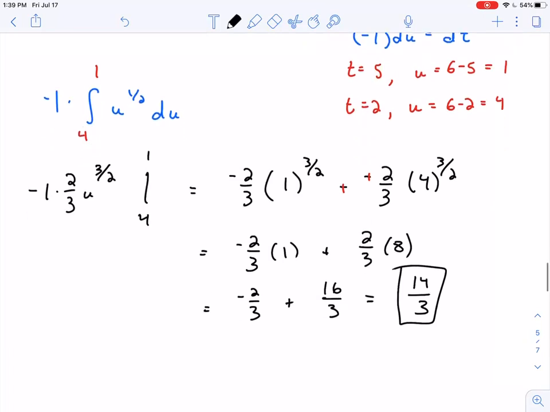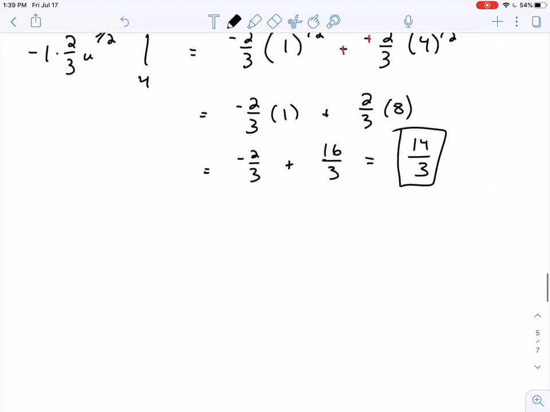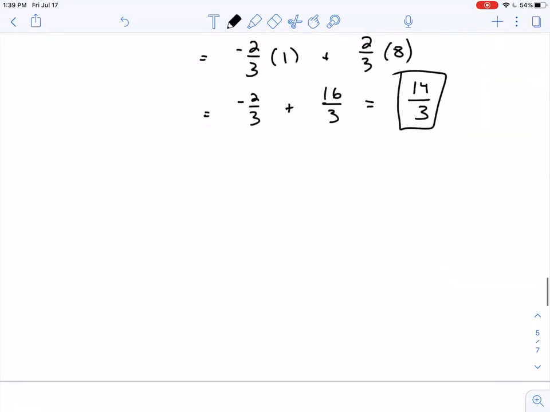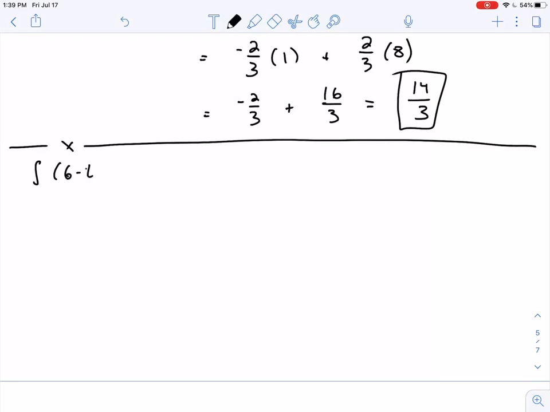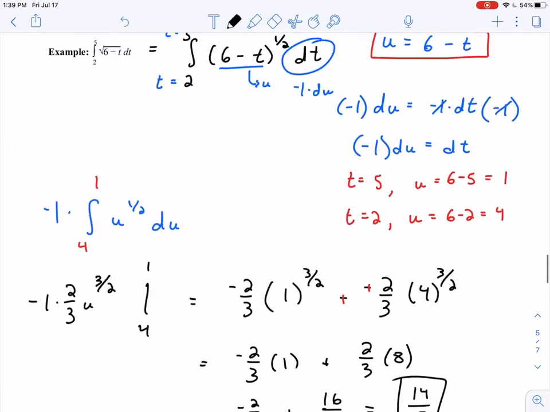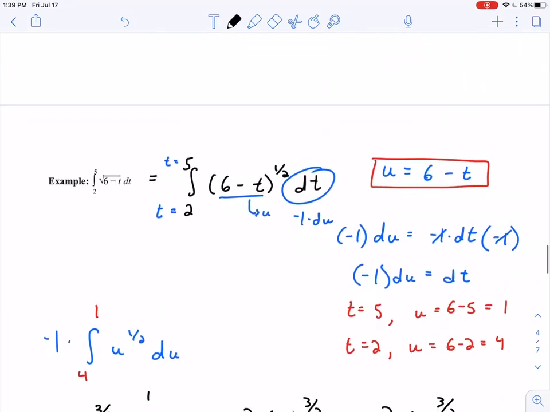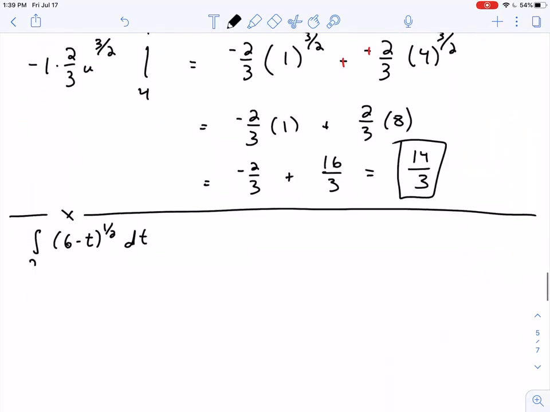Now let's say you just didn't prefer that method and you really wanted to see a different way. We can absolutely do that. So we said, okay, we were integrating the square root of 6 minus t, dt, from 2 to 5. The beginning part of this problem is going to be almost identical.